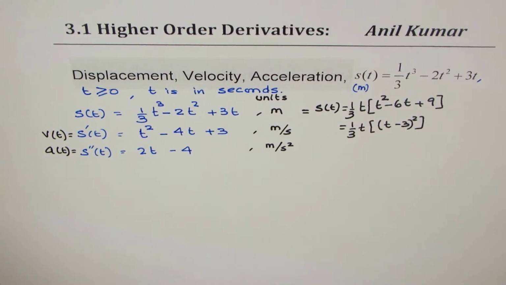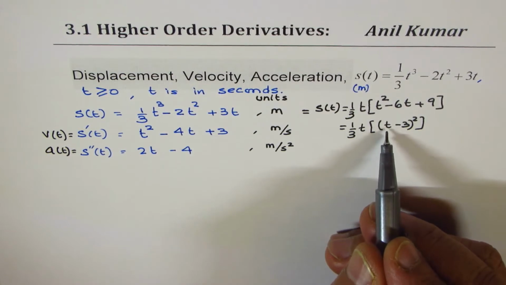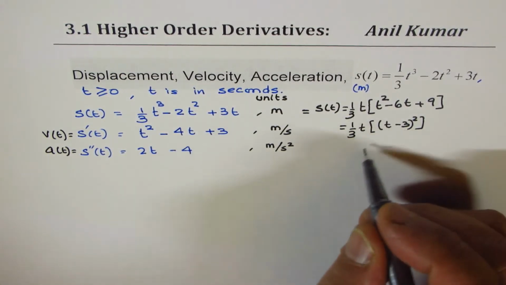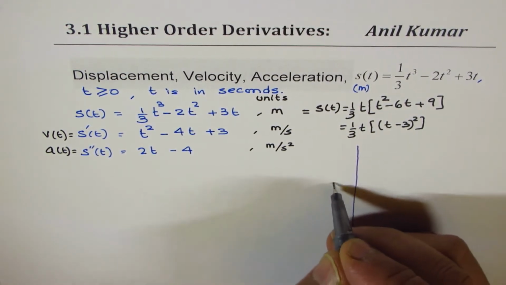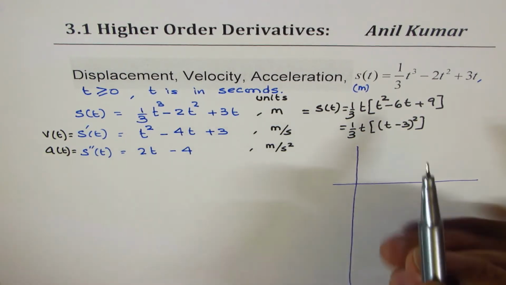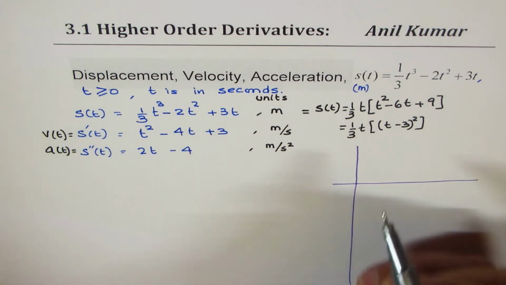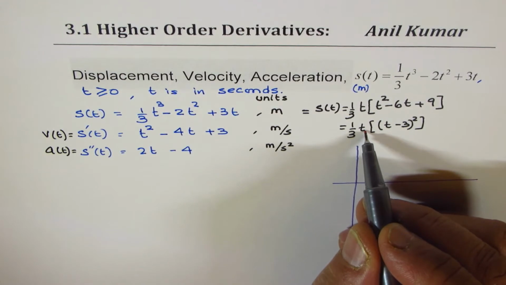Perfect. Now that gives you an idea that we could sketch this cubic function with two zeros, one at t equals 0, the other one at t equals 3. Let me just sketch it here. We'll make a not very precise but kind of working graph so that we understand the concept. We are also assuming that t is greater than or equal to 0, so we'll only sketch the right side. Is it okay? So we have a 0 at t equals 0.